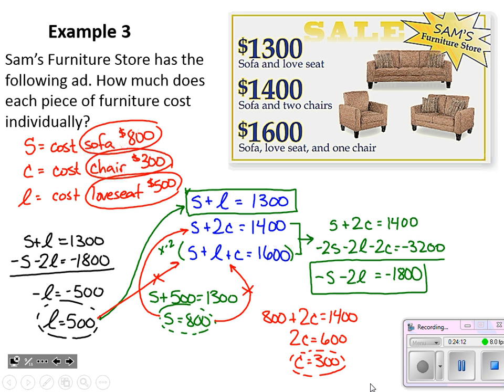And just to see if that makes sense, let's run through these with some mental math, plug them back into our advertisement there. A sofa and a love seat. Does that add up to 1,300? Of course it does. It's 800 and 500. Does a sofa and two chairs add up to 1,400? 800 plus two 300s, yes, that makes $1,400. And a sofa, a chair, and a love seat, if I add all three of those together, do I get $1,600? Yes, I do. So the work we did solved the problem.